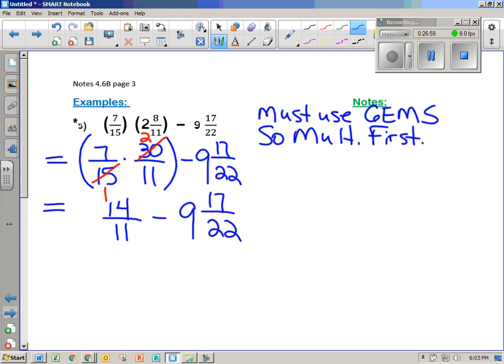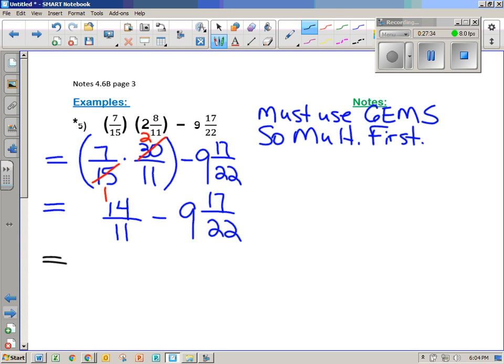Now when you get here, you've got a new problem to think about, and you need to figure out what rule applies. And by rule, I mean what integer rule applies. So hopefully everyone can recognize that 14/11, if I were to convert it into a mixed number, which I have that option of doing, would be smaller than 9 and 17/22. But if you don't recognize it, you might go ahead and change it.